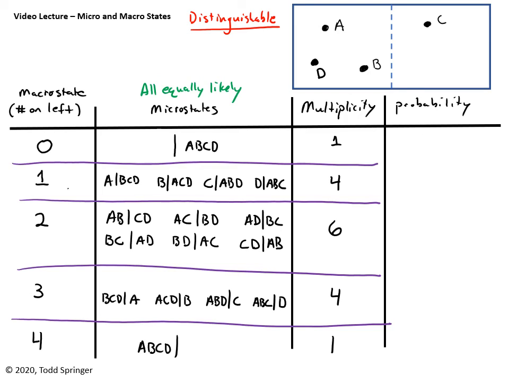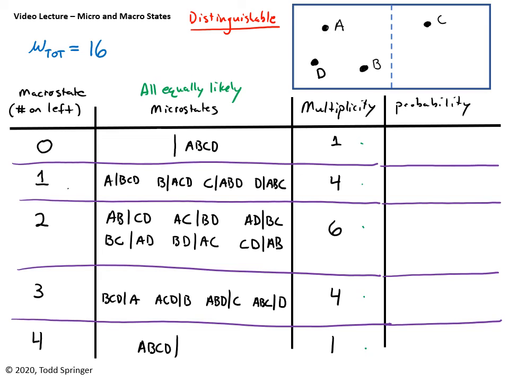So how do I figure out the probability? Let's add up all of the microstates. So I've got 1 plus 4 plus 6 plus 4 plus 1, that's 16. So usually we write this using this letter, omega total. That's the total number of microstates, 16, adding up the multiplicity of each one of those macrostates. If all of those are equally likely, then we can get the probability by taking the number of microstates divided by the total number of microstates. So this is going to be omega divided by omega total.